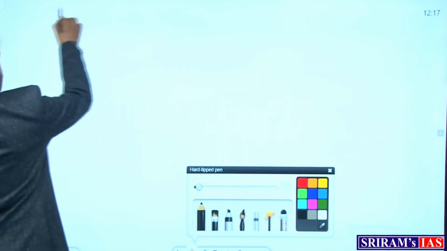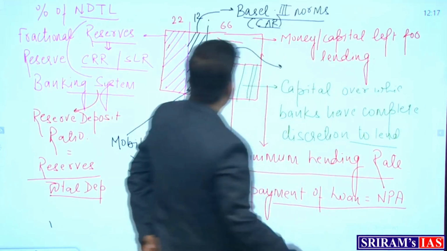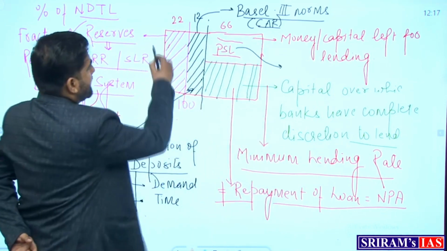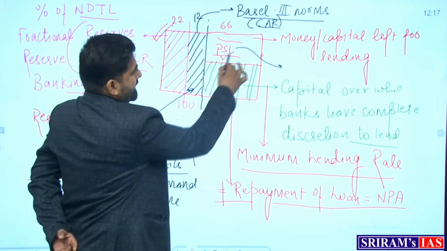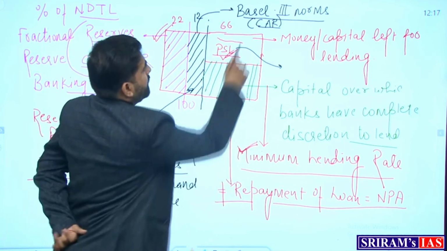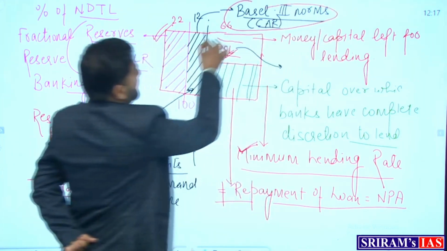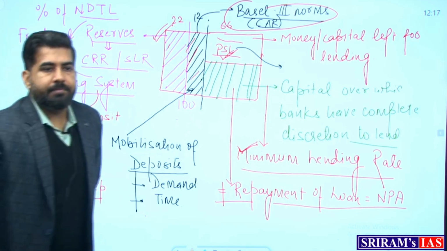Now once this is done, if I go to our first slide, you see we have completed the reserve ratio, PSL, and this minimum lending rate. Now we are moving to the Basel norms, that is this part.